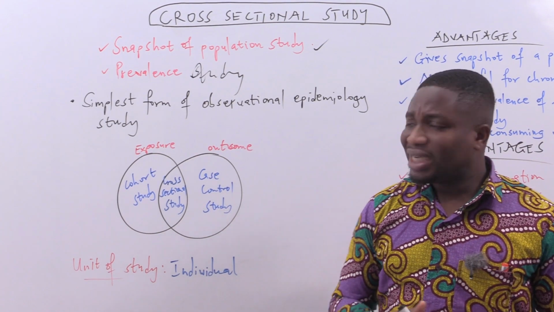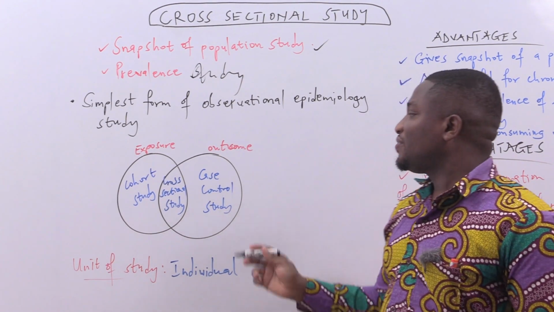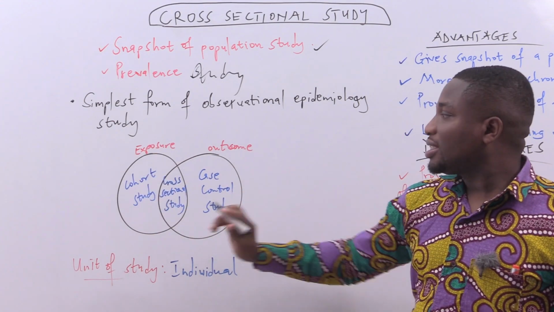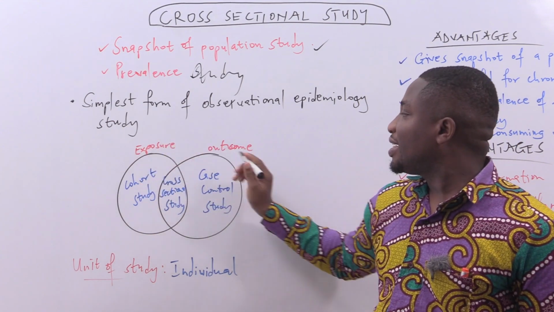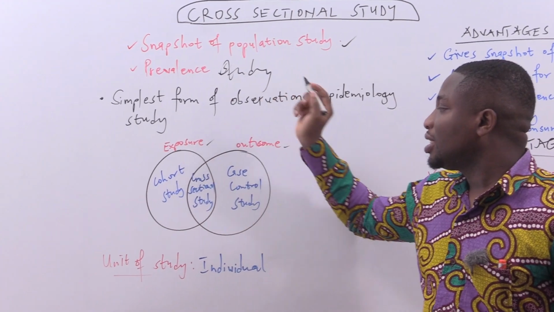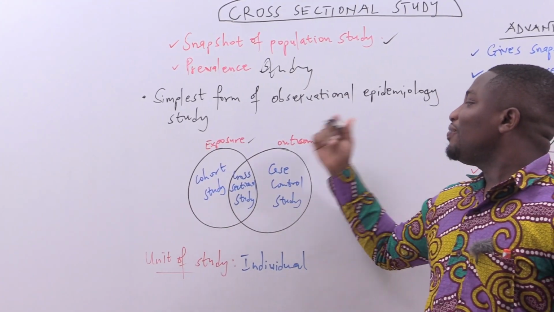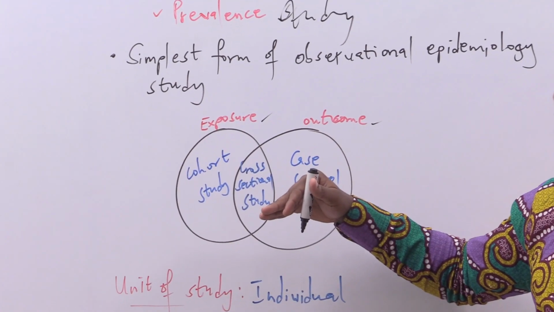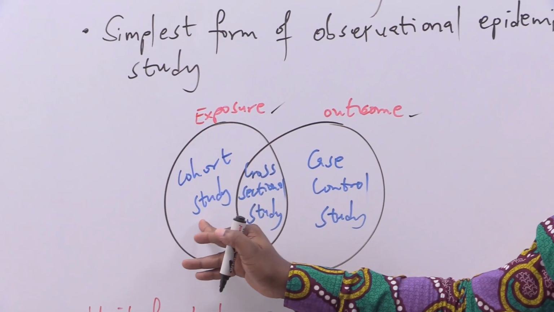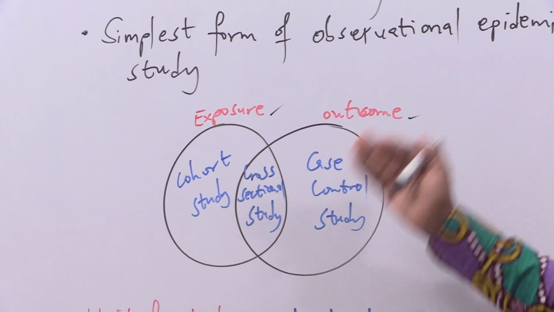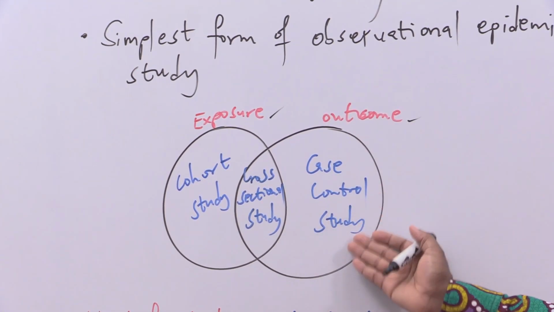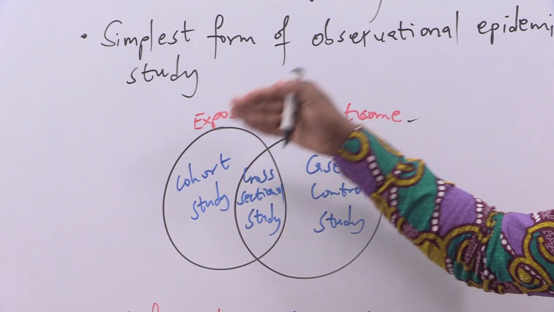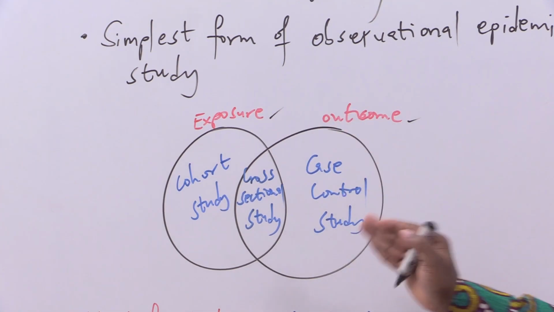All right, so let's describe more. If we take this Venn diagram here, taking this circle as being the exposure and this one as being the outcome, then if exposure is known and the outcome is not known and we have to find it, that becomes a cohort study. Likewise, if the outcome is known and the exposure is not known and it has to be found, that gives us a case control study.